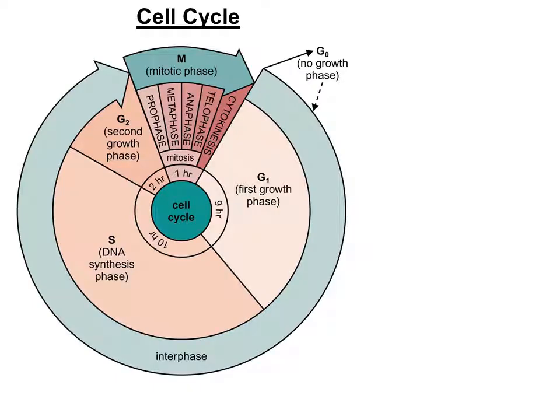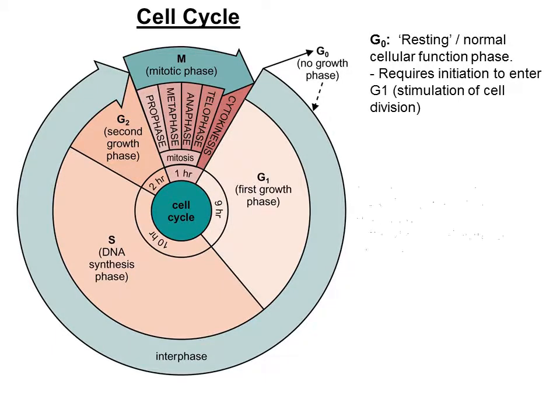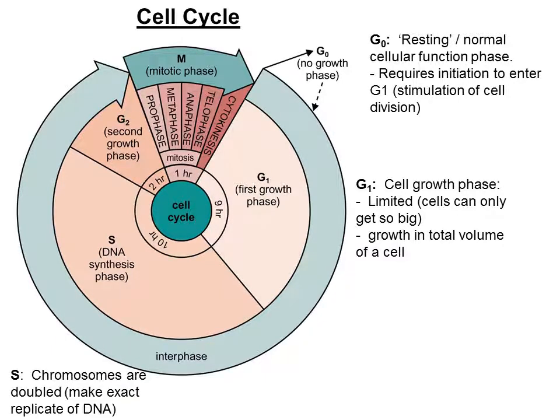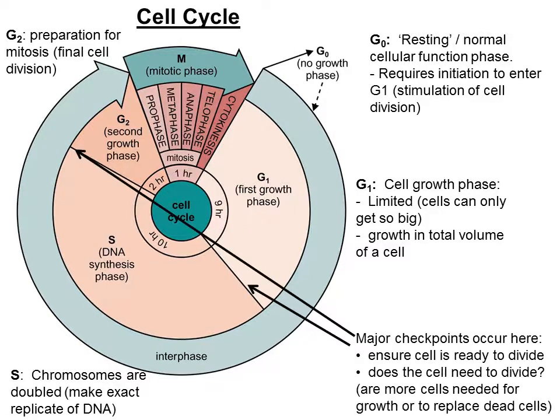For those that do enter the cell cycle, it's important to note what's actually happening during the growth phases. So in growth 1, the cells can grow, but only to a certain point. And what we see is the cell itself, the entire cell, gets bigger. During S phase, the chromosomes are doubled, as we mentioned before, during DNA replication. And in growth 2, that's getting prepared for mitosis.